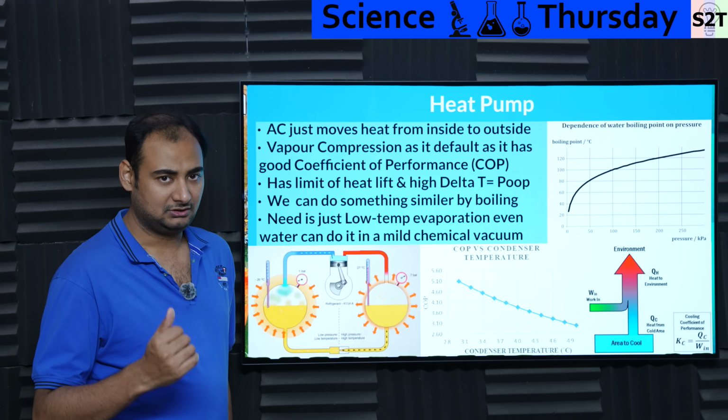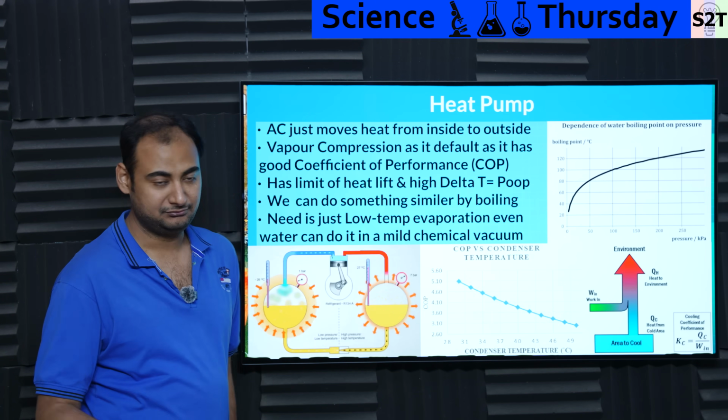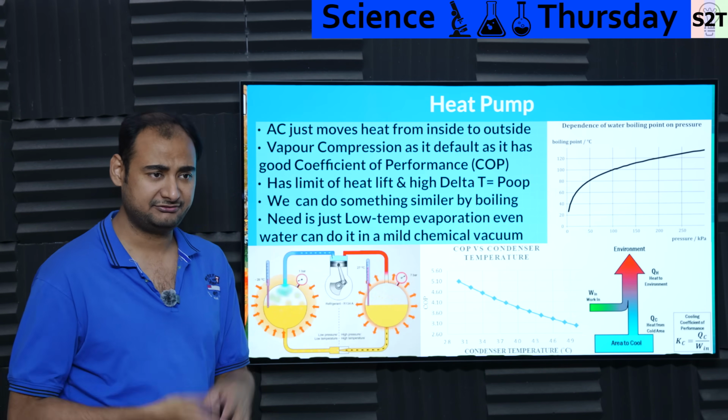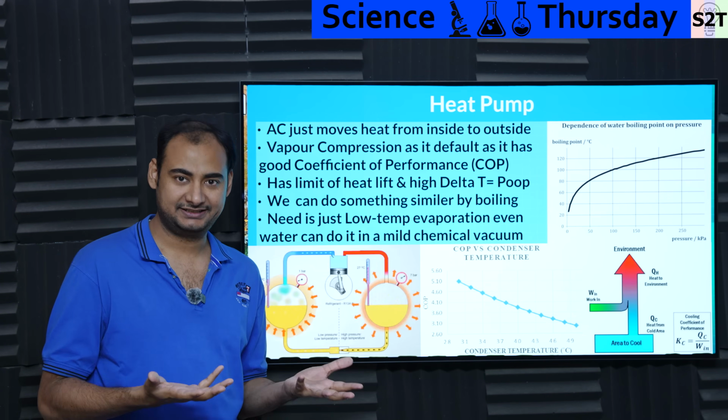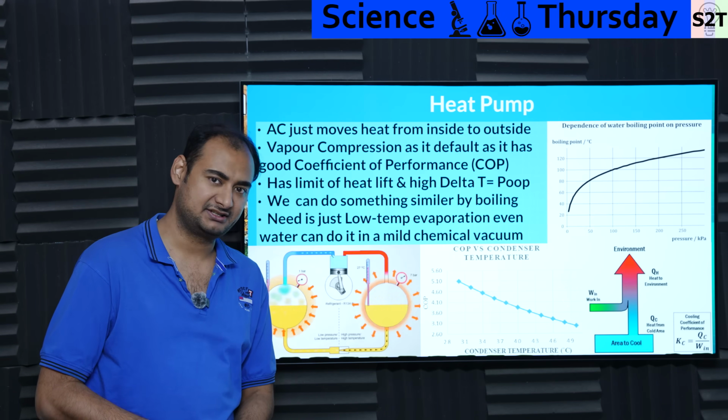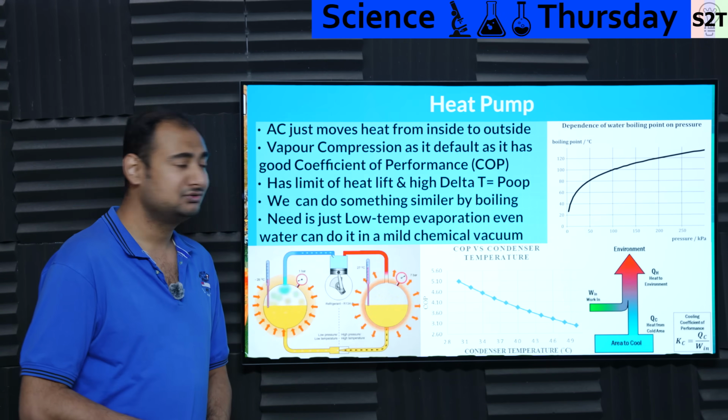So low temperature evaporation is the key. Meaning, if you can evaporate below room temperature, you're good. For example, if you want to cool down the room to 20 degrees Celsius, you only need the liquid to evaporate at 15 degrees Celsius. You're good at that point in time. And you can do that with water.